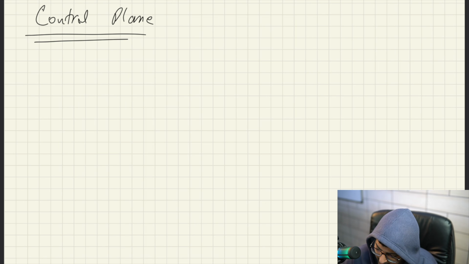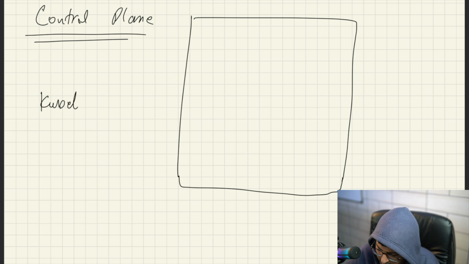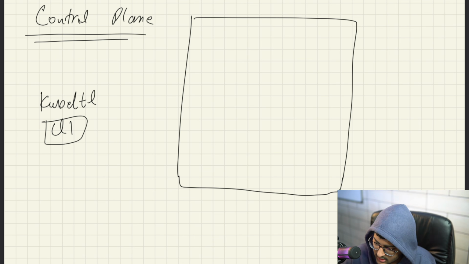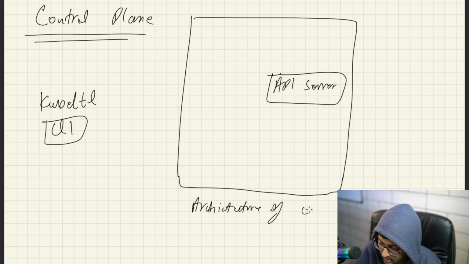Okay, let's draw the diagram of control plane. This is what the control plane looks like. Here outside is my kubectl, which is my CLI tool. Via this I will communicate. I will be like kubectl create pod or something like that, right? So here we have an API server. I'll explain these components differently. So this is the architecture of control plane.